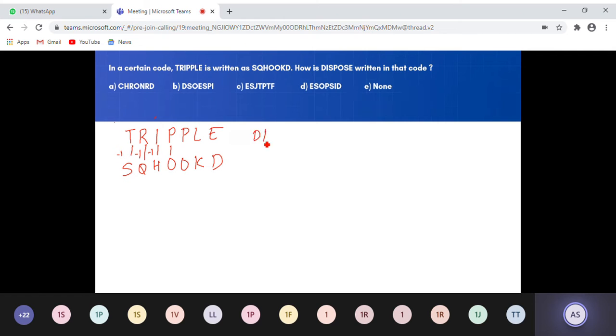So if I have to write DISPOSE, it will be what? D minus 1 is C. I minus 1 is H. S minus 1 is R. P minus 1 would be O. O minus 1 would be N. S minus 1 would be R. E minus 1 would be D. Answer option A. So either it will be plus or minus. You have to just find the sequence.